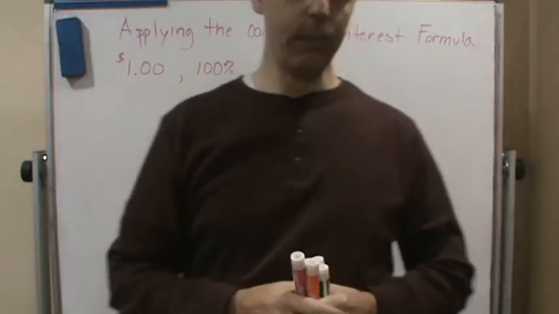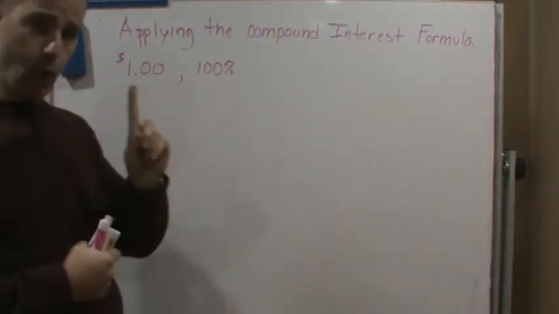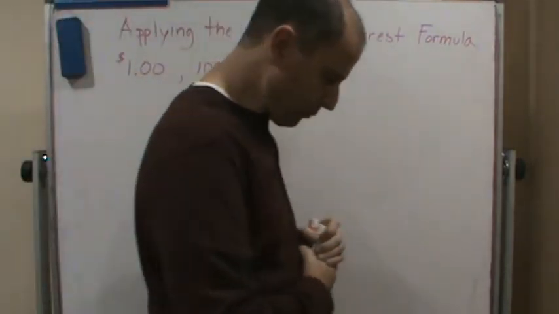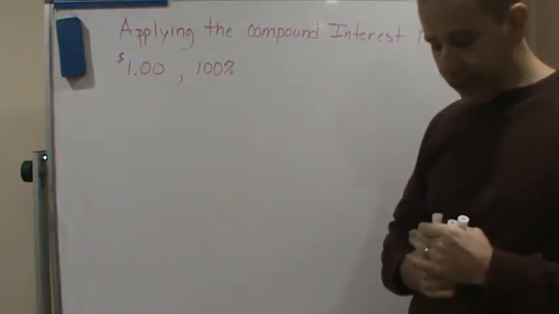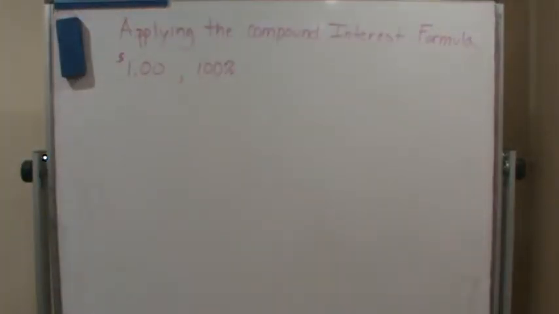In order to help us see how to do this, let's assume we take $1 and put it into an interest-bearing account, and we want to get a 100% rate of return every year. So what would that look like? Well, let's plug it into our formula and see what we get.